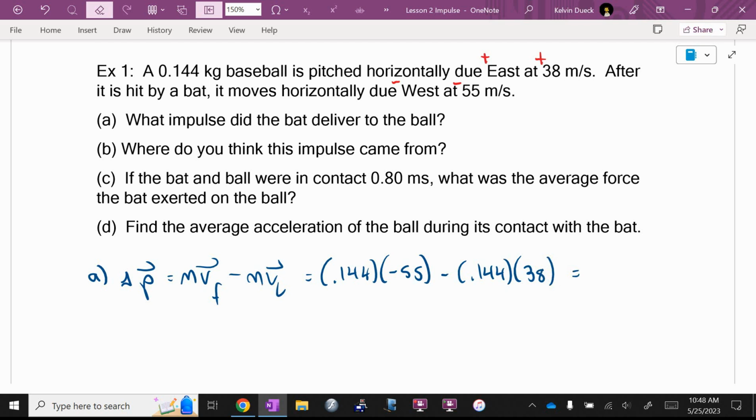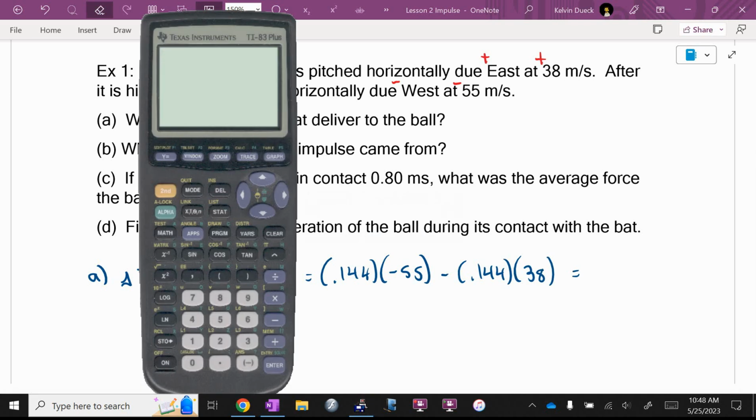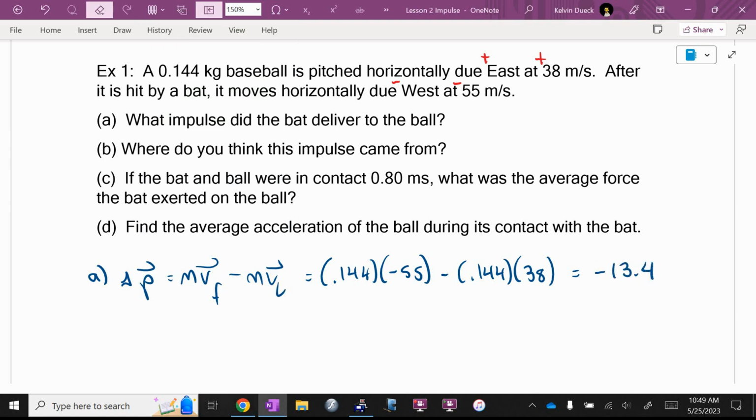What do you get? Now is the time to go to your calculator. You get negative 13.4. Units. Well, it's mass times velocity. What are the units for mass? You know this. What are the units for velocity?